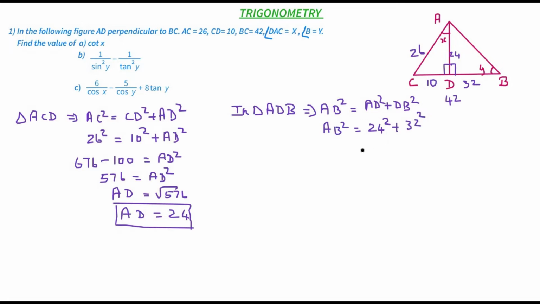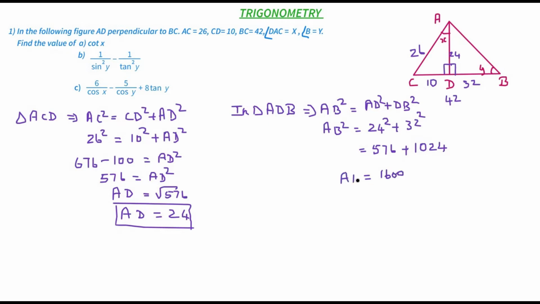Right? So you know what 24 square is because we have already found out the square root. The square root of 576 was 24, and the square numbers are vice versa. So 24 square is also 576. Plus what is 32 square? It is 1024. So now let's add up these two. 576 plus 1024, we get 1600.